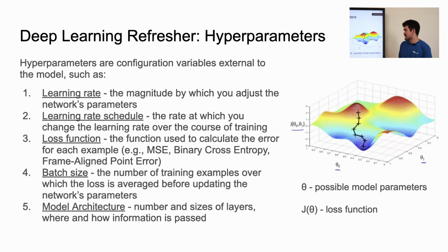Now the batch size is just the number of training examples over which the loss is averaged before updating the network's parameters. And the model architecture, so that's the number of layers you have in your neural network, the sizes of each layer, and also where and how information is passed. So in all these AlphaFold models, we've seen clever ways where information may be injected at multiple points or processed separately in different tracks before being combined.